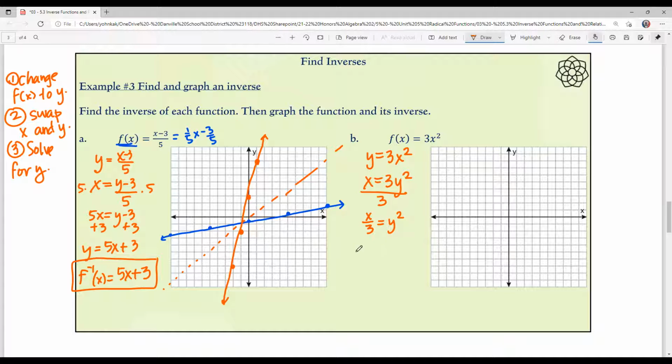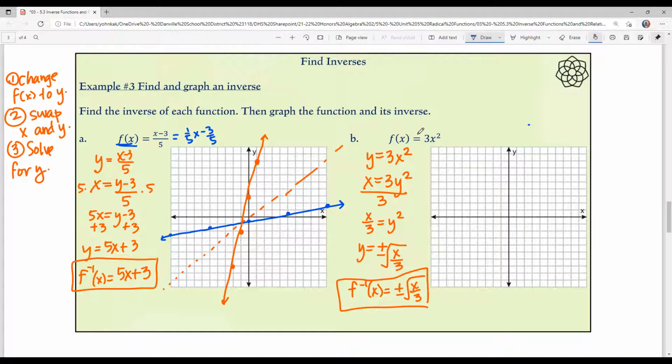And then I need to square root. So I'm going to say y equals, and remember when you square root something, it's plus or minus, the square root of x over 3. Last thing I need to do is change that y back to an f inverse: plus or minus the square root of x over 3. There's my inverse. All right, let's go and draw the original.